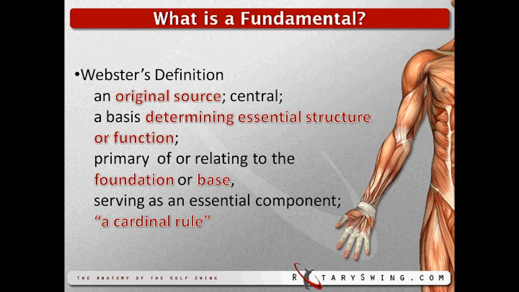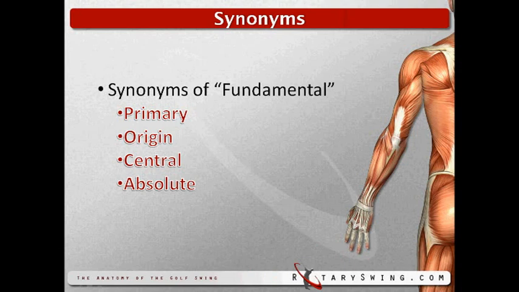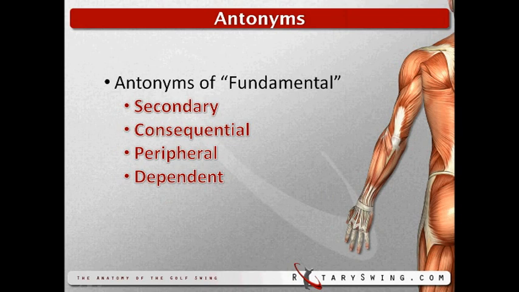Now, that's kind of a lot of mumbo jumbo. If we look at the next piece, we can look at what the synonyms of fundamental are. These are a little bit easier for people to draw conclusions from about what a fundamental is. Primary, origin, central, and absolute. Now, before we go back and talk about the grip and stance width and swing plane and balance and all those things, we're going to look at what the antonyms of a fundamental are. An antonym, the opposite of a fundamental, is secondary, consequential, peripheral, and dependent.